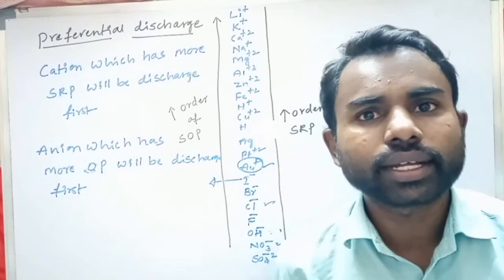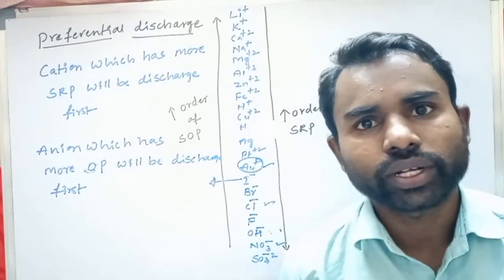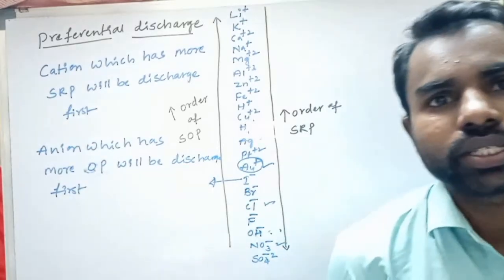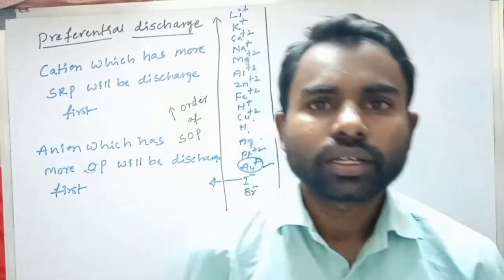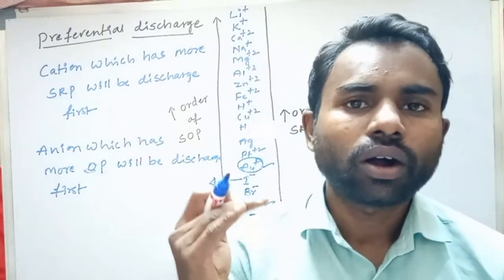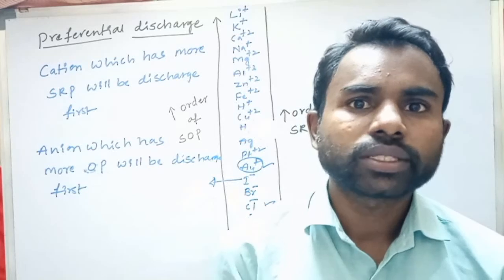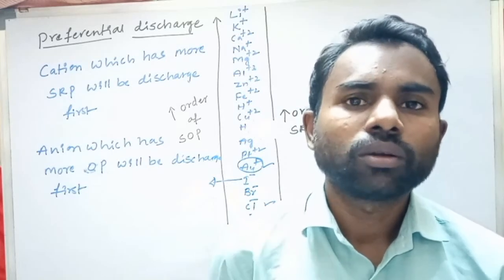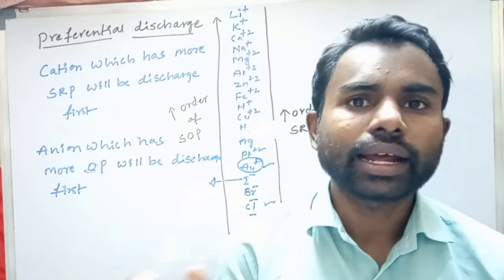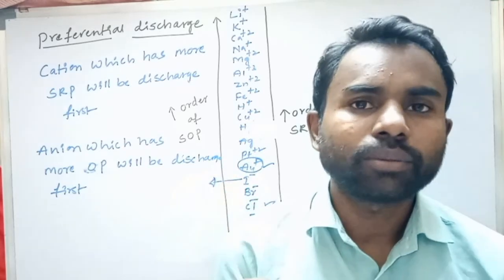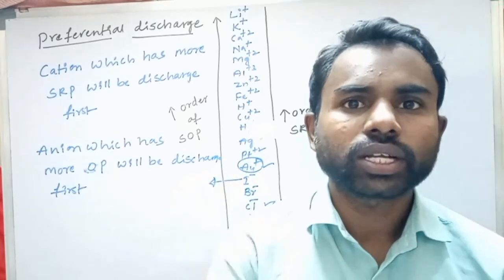Why? What is the reason? It has more oxidation potential. Always the anions undergo oxidation, so they must have more oxidation potential, and cations undergo reduction, so they must have more reduction potential.